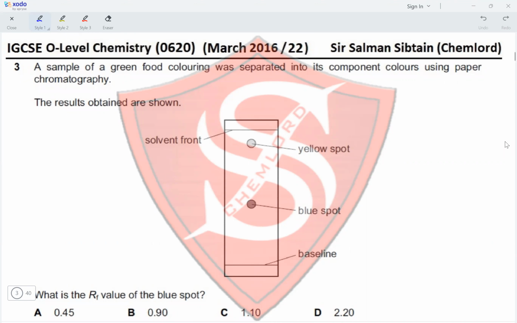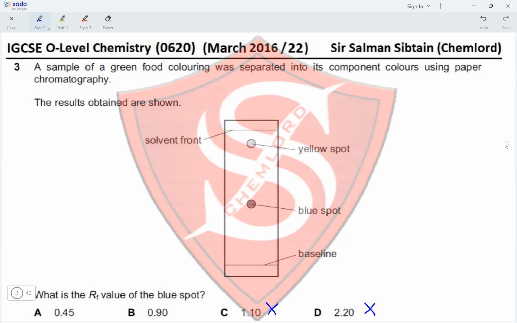So first thing, RF value is the distance traveled by the solute upon the distance traveled by the solvent. So the maximum RF value would be the distance traveled by the solvent upon itself, which would be equal to 1. So options C and D get eliminated because they are values greater than 1, which is not possible. So now we are left with options A and B.